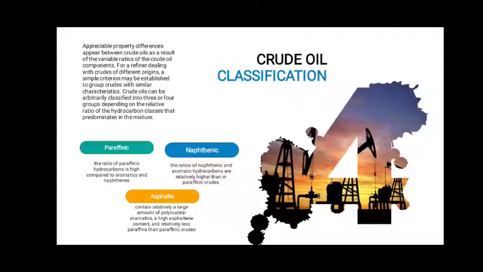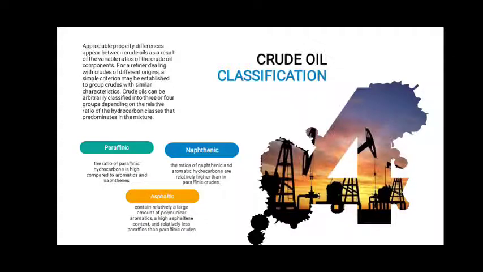Appreciable property differences appear between crude oils as a result of the variable ratio of the crude oil components. For a refiner dealing with crudes of different origins, a simple system may be established to group crudes with similar characteristics. Crude oil can be arbitrarily classified into 3 or 4 groups depending on the relative ratio of the hydrocarbon classes that predominate in the mixture.